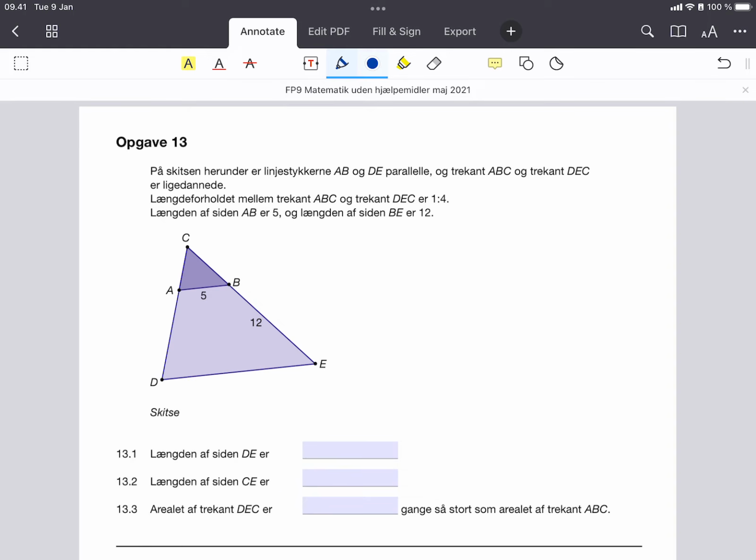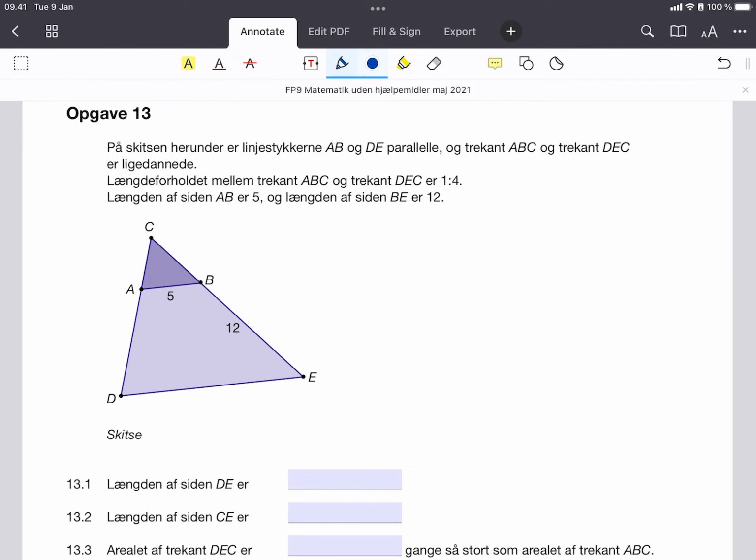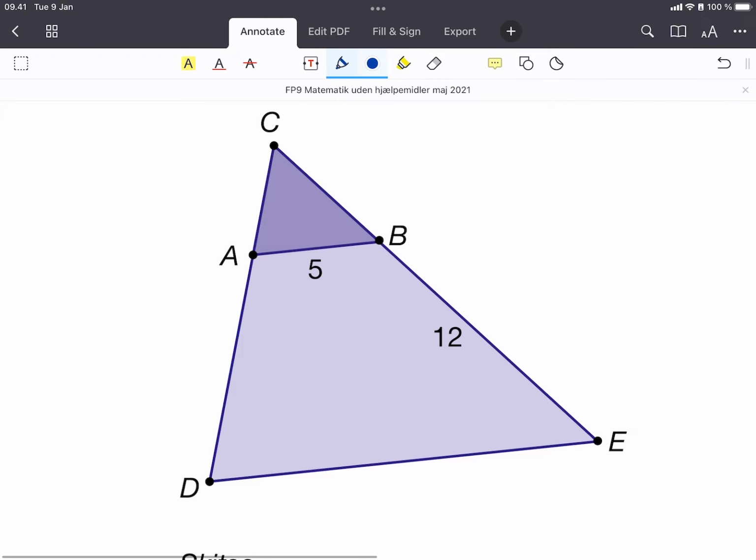All the angles are the same in both shapes. The sides are in the same ratio correspondingly to one another. So they're the same basic shape, just different sizes. Then it says the length ratio between triangle ABC and triangle DEC is 1:4. So it's just saying that all of the lengths are 4 times as big in the big triangle compared to the small triangle. So for example, where that's 5 there, just trying to get the old pen to work here.